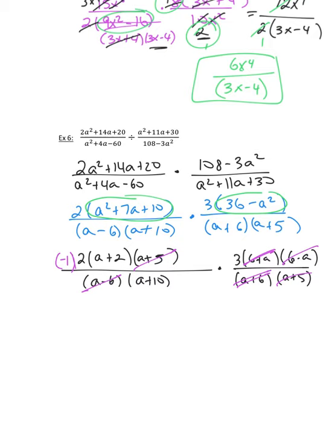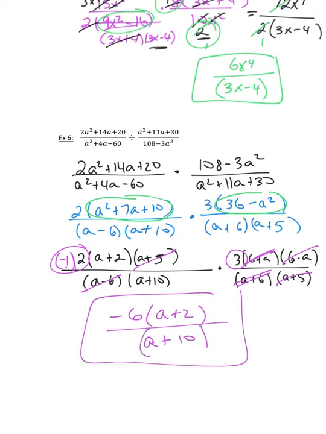So in my numerator, I have negative 1 times 2 times 3. All the monomials can get multiplied. That's going to give me negative 6 times, I also have a plus 2. Remember, don't distribute it, leave it. And then in my denominator, I have a plus 10. And nothing can be simplified here, right? Because you have binomials. A plus 10 does not match with a plus 2. There are no common factors. That's it.